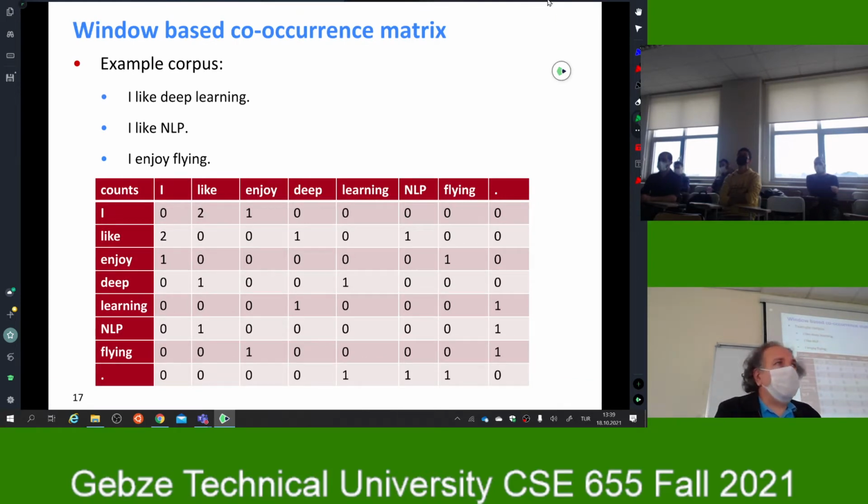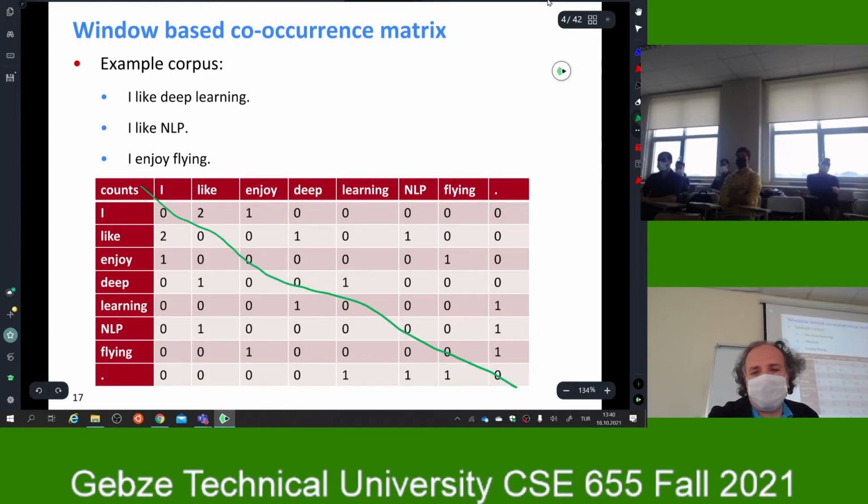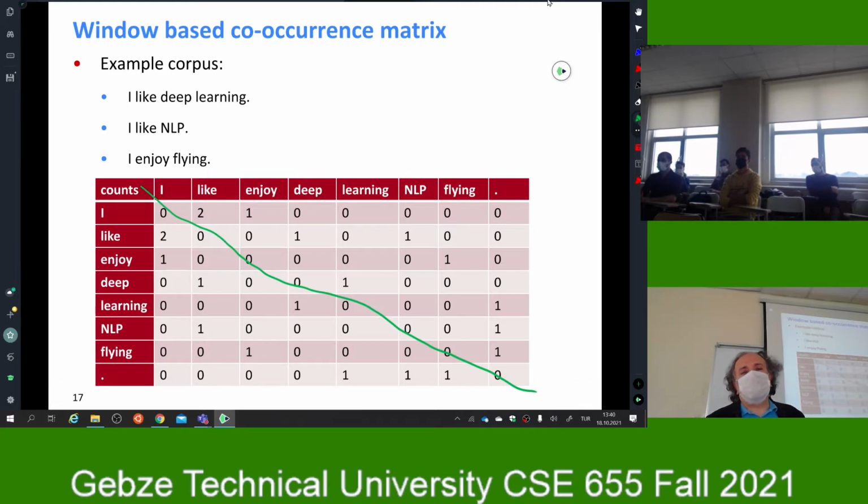Obviously, if it is not important whether the word happened before me or after me, this matrix is going to be a symmetric matrix. Okay, and I and like occur 2 times, like here and there, right? I and like, and like and I, occur 2 times. As I said, this is a symmetric matrix around this axis. The upper part and lower part are the same, symmetric. Okay, so this is a co-occurrence matrix.